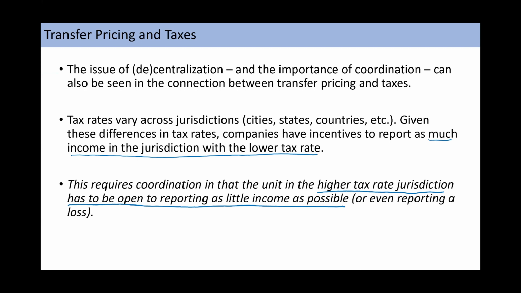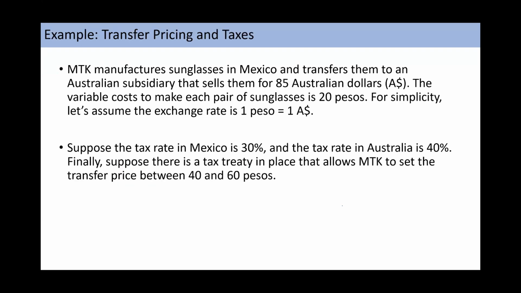So let's look at a situation where companies can benefit from shifting their profits to lower tax jurisdictions using a short example. MTK manufactures sunglasses in Mexico and transfers them to an Australian subsidiary that sells them for 85 Australian dollars. So that's the selling price. The variable cost to make each pair of sunglasses is 20 pesos. That's the variable cost per unit. And for simplicity, we're going to assume that 1 peso equals 1 Australian dollar.